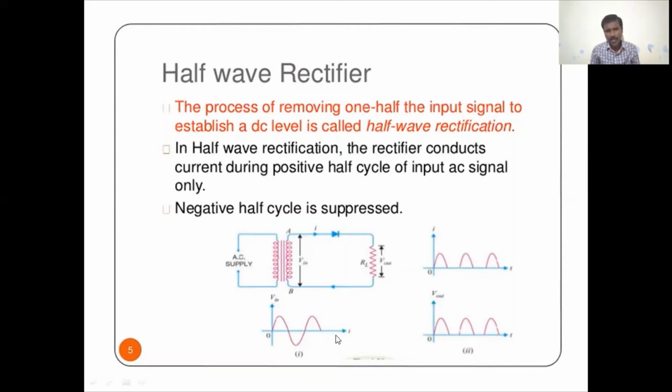Let us see. This is the input signal at the terminals of the primary coil. Then the output signal is like this. That is, positive half cycles only are collected by the load resistor. Only half of the wave is rectified by this circuit. That's why it is called a half wave rectifier.